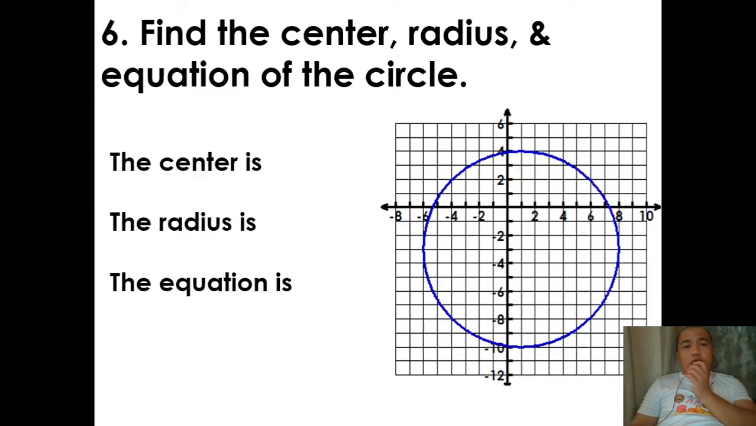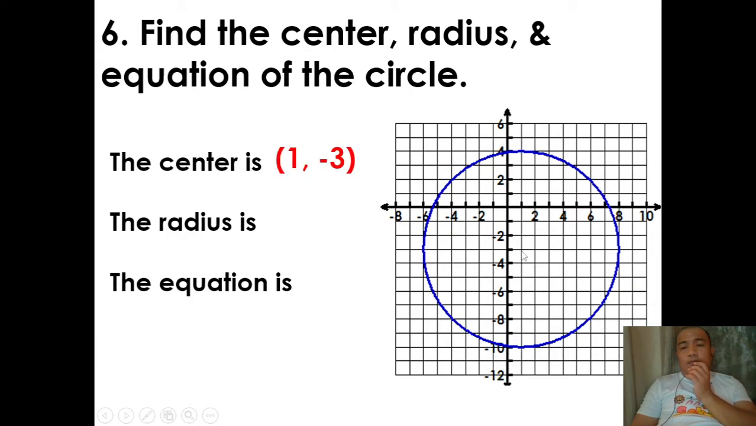Find the center, radius, and equation of the circle. Okay, what's the center? Can you locate the center? It's most probably here. Maybe here. 1, 2, 3, 4, 5, 6, 7. 1, 2, 3, 4, 5, 6, 7. Ayun, dito na. Center is at 1, negative 3.